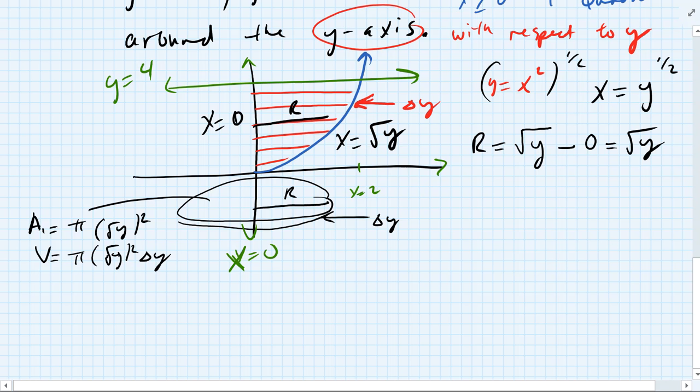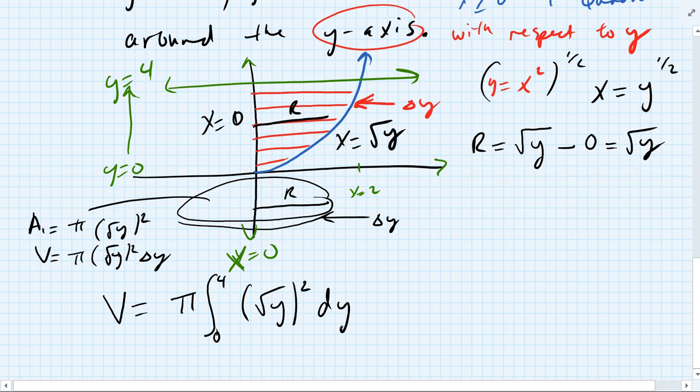So do I need to look for integration limits in terms of y? And what are they? What am I starting with? y equals 0. Am I going to y equals 4? Are those my limits of integration? Okay, we're going to set up the integral now. So my volume, can I pull the pi out because it's just a constant coefficient? So I'm integrating from 0 to 4 my radius, which is square root of y squared dy.